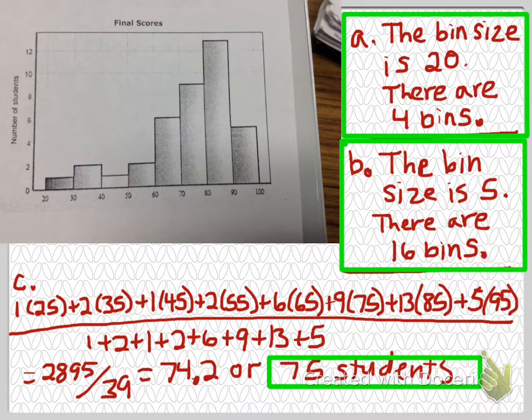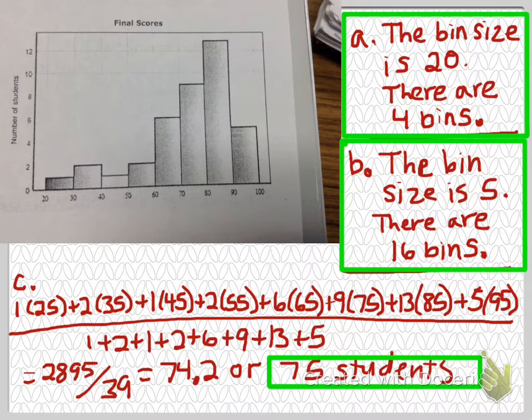For A, the bin size would be 20 because we're doubling this time. So it used to be 10, so if you double that, that's 20. And then we would have half the number of bins. Right now there are 8, so then there will only be 4. For part B, the bin size would be 5 if you cut it in half. So then you would have twice as many bins. So instead of 8 bins, now there are 16.